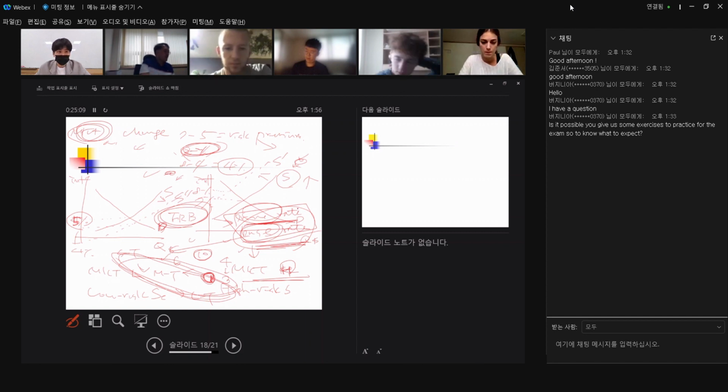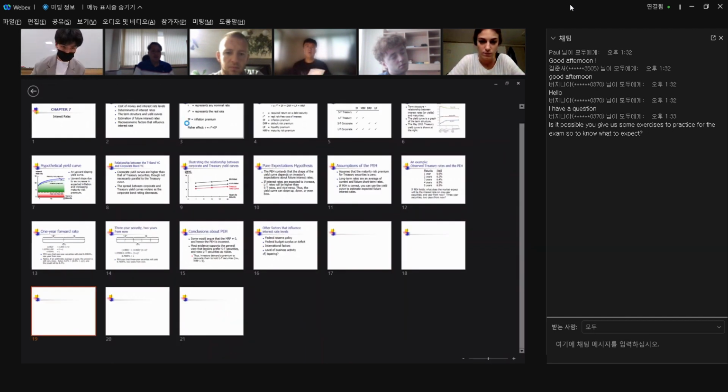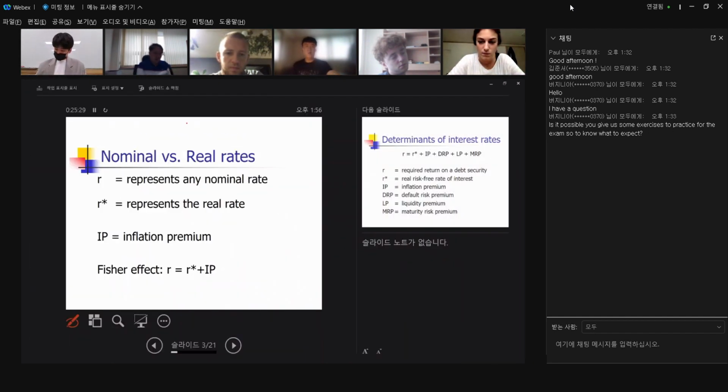Okay. So far we talked about some factors that affect the cost of money, cost of capital, and how the interest rate is changed. Okay. Now, let's take a look at the nominal interest rate and the real interest rate. Hold on a second, please.